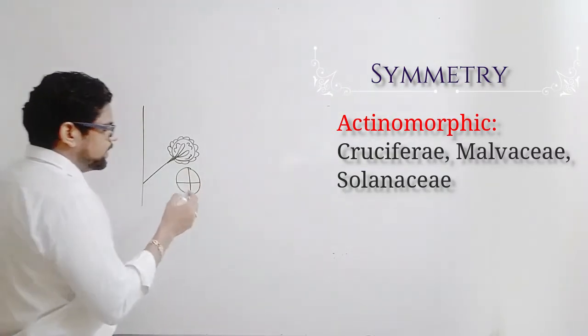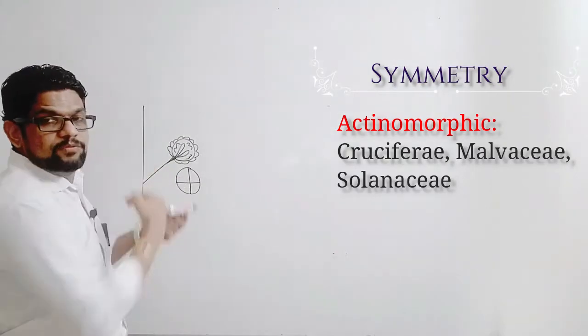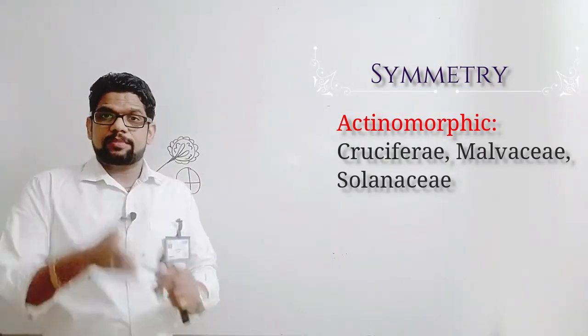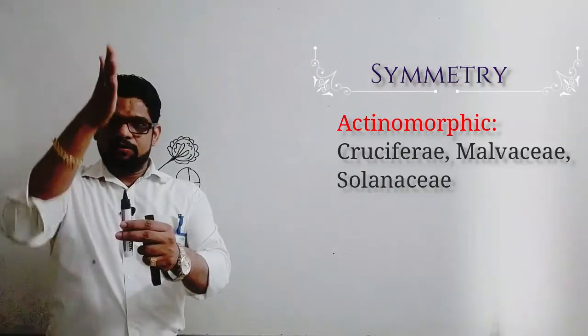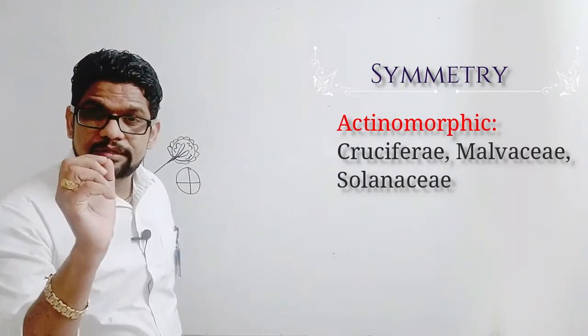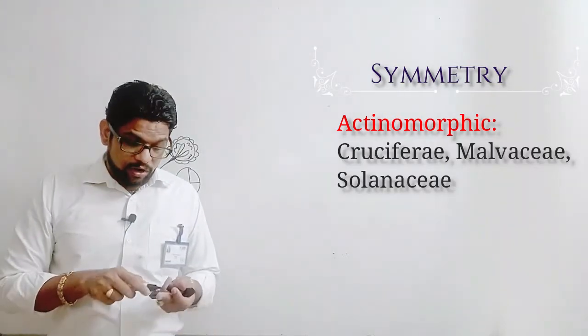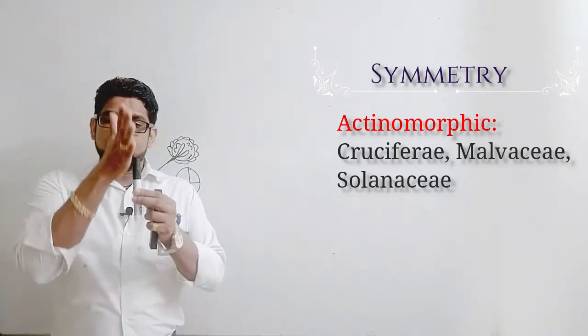For actinomorphic, we make a plus sign like this. You make the sign like that. You can cut it like this or like this. If you can cut a flower through more than one plane, right? More than one plane vertically, more than one way, it is actinomorphic.